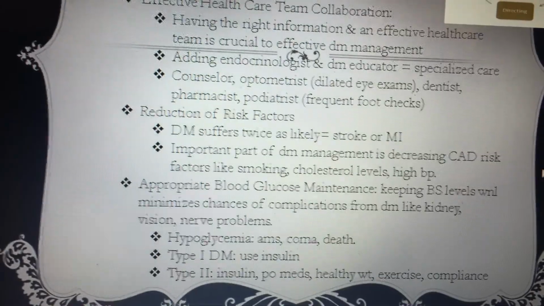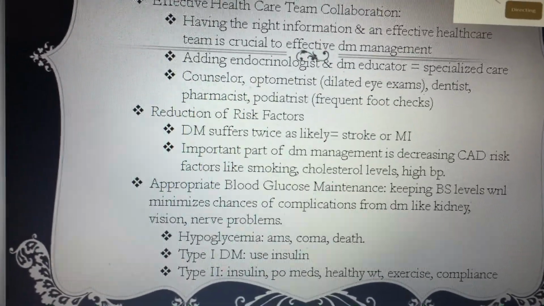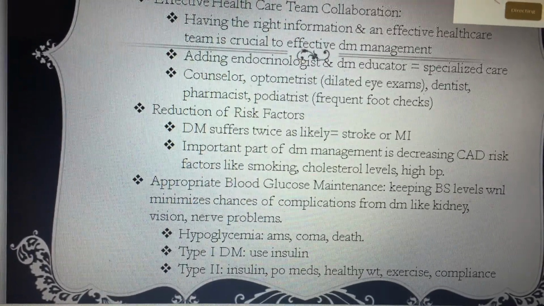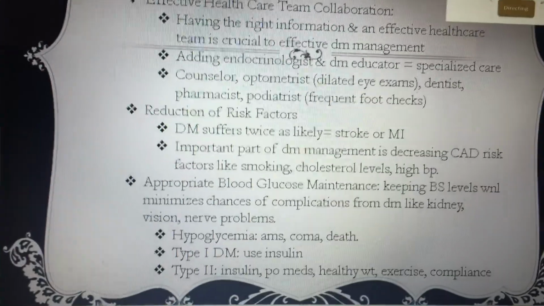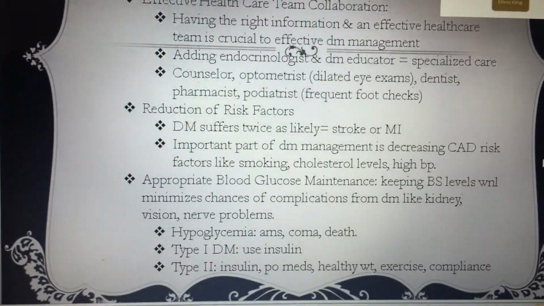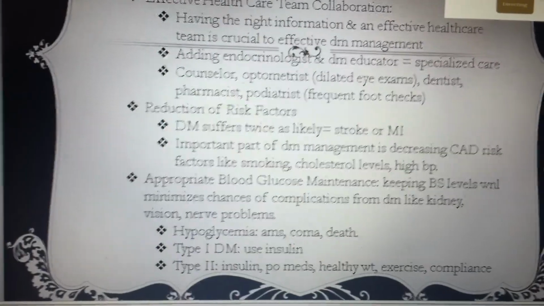Appropriate glucose monitoring and maintenance: type 1 diabetics usually use insulin. Type 2 diabetics use insulin or by-mouth pills. They are encouraged to have a healthy weight, be compliant with their plan, and exercise.